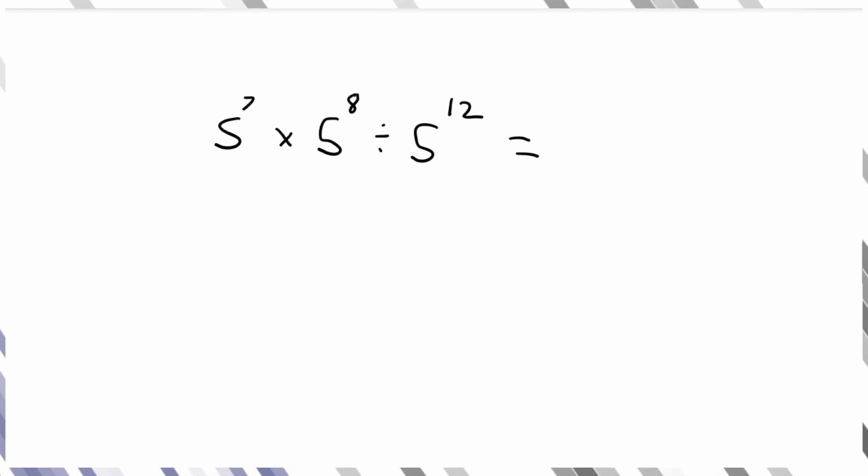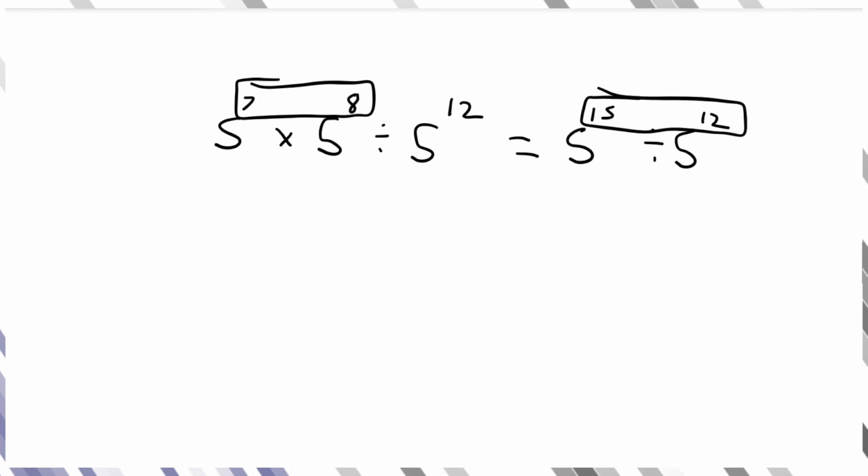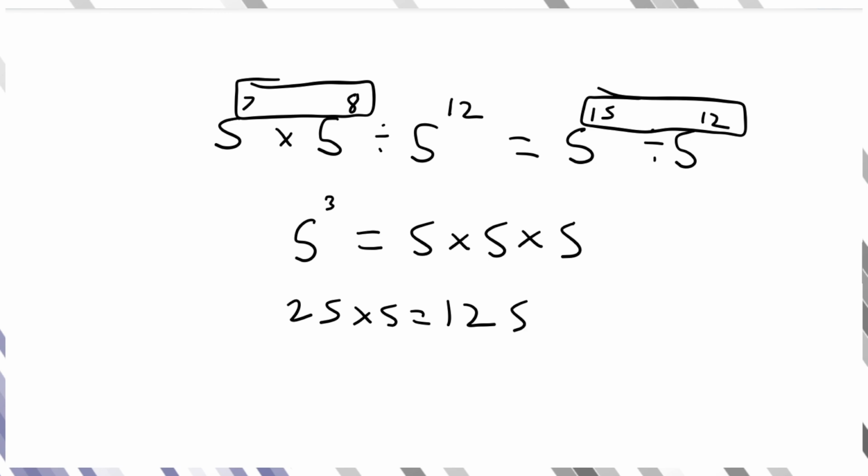So 5 to the power of 7 times 5 to the power of 8. This requires us to use the first law of indices. We've got to add the 7 and the 8, so that is 5 to the power of 15. And then 5 to the power of 15 divided by 5 to the power of 12. So in this case we just do 15 minus 12, so that will be 5 to the power of 3. And then 5 cubed, we can actually work out what that is. 5 cubed is just 5 times 5 times 5. Well, 5 times 5 is 25, and then 25 times 5 is 125.